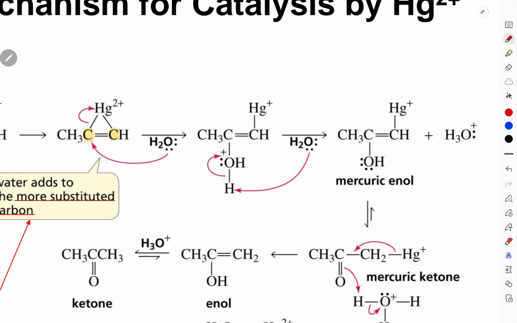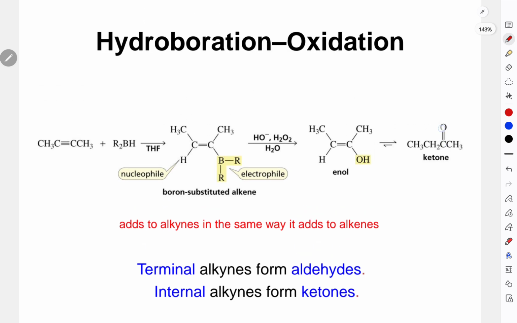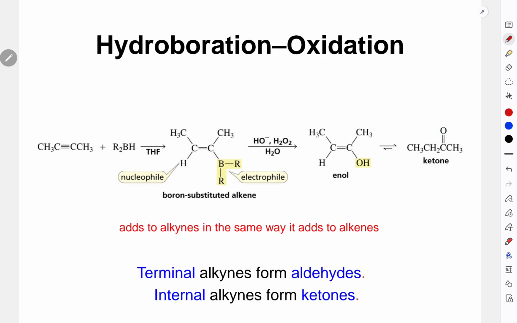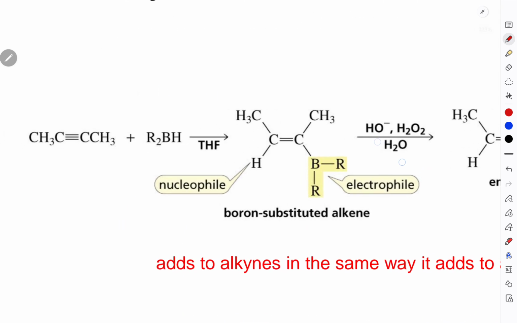Right, that was about the addition of water to alkyne, and this is a new, different reaction. But you already learned about this, right? For the alkene, alkene can undergo hydroboration and oxidation, which will give you the alcohol products. And this reaction can take place with alkyne as well.